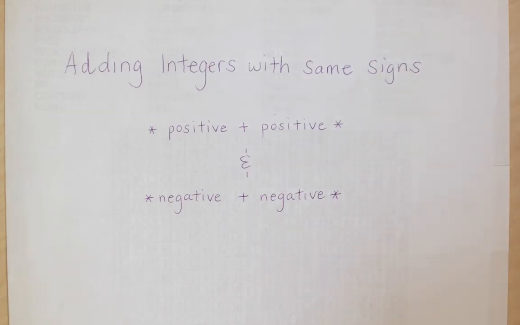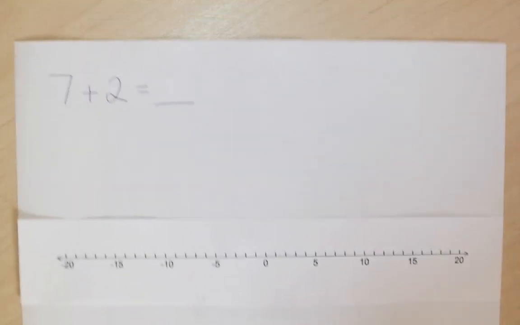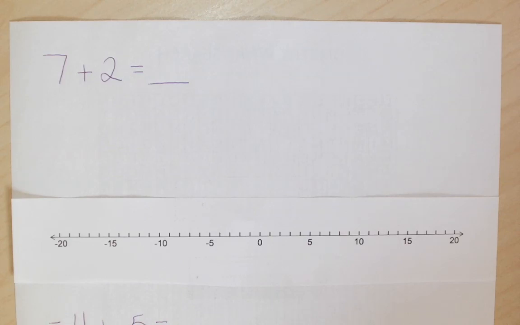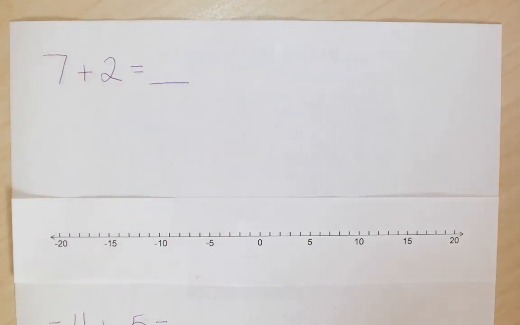All right, this is a video adding integers with the same signs, so a positive number plus a positive number or a negative number and a negative number. So if we look at this first example, we have 7 plus 2. I'm noticing that both numbers here are positive.